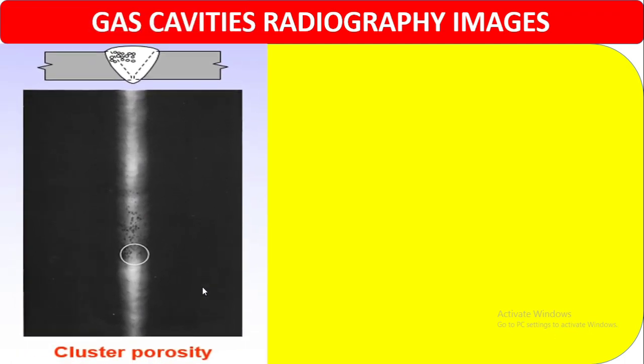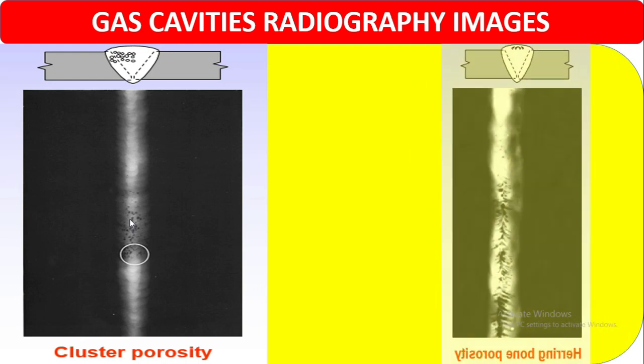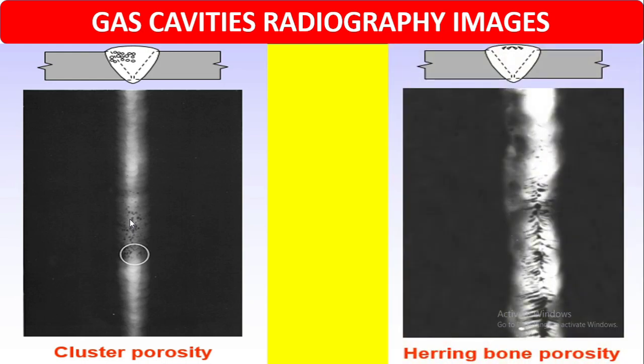Now gas cavities radiographic images, how do they look? You see cluster porosity, that is called gas porosity, gas pore, that is called cluster porosity. You can see so many indications in the black dot area. In thickness it's a little bit more. So if you find this in the radiographic images, definitely it is cluster porosity. And if you see this area, the herringbone porosity is like that. You see here, where it is generated in the capping, just below the capping position. This is the herringbone porosity, and this is your cluster porosity.